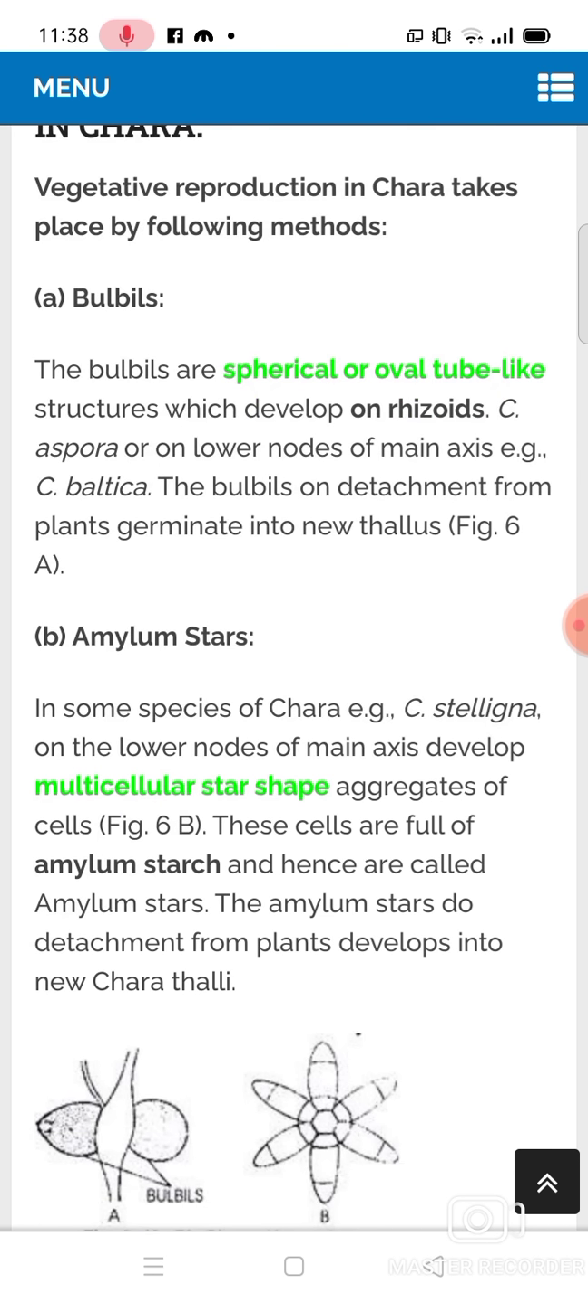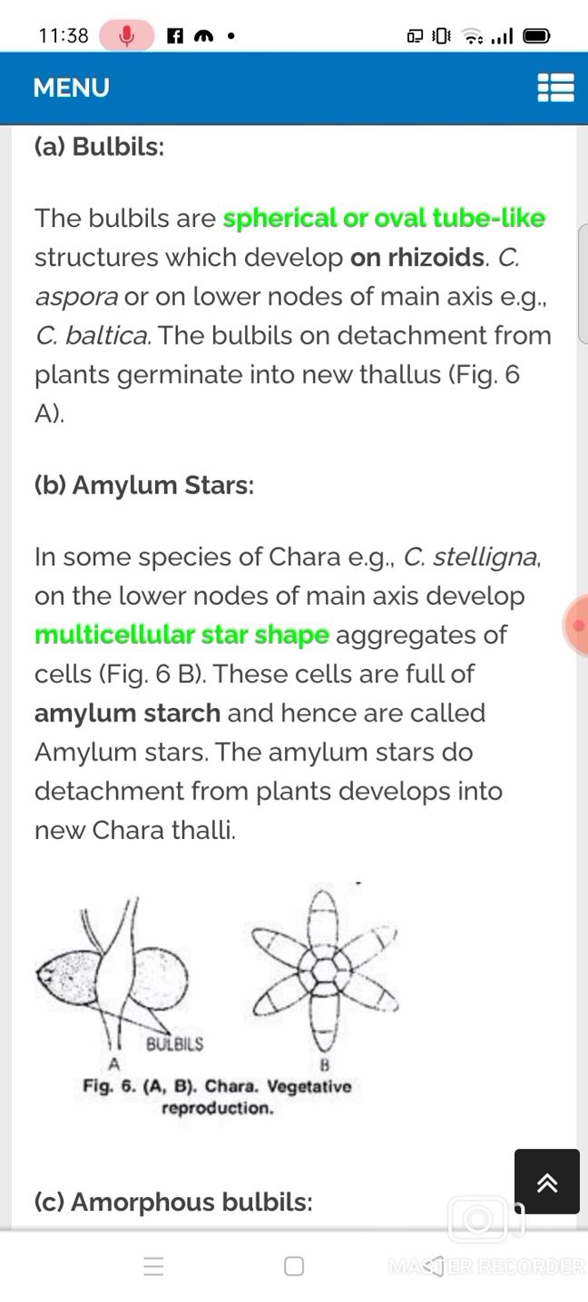The second mode of vegetative reproduction is amylum stars. What are amylum stars? In some species of Chara, on the lower nodes of the main axis, a multicellular star-shaped arrangement of cells develops. In the lower picture, you can see the bulbils, which are outgrowths like potato tubers, and in diagram B, you can see amylum stars.